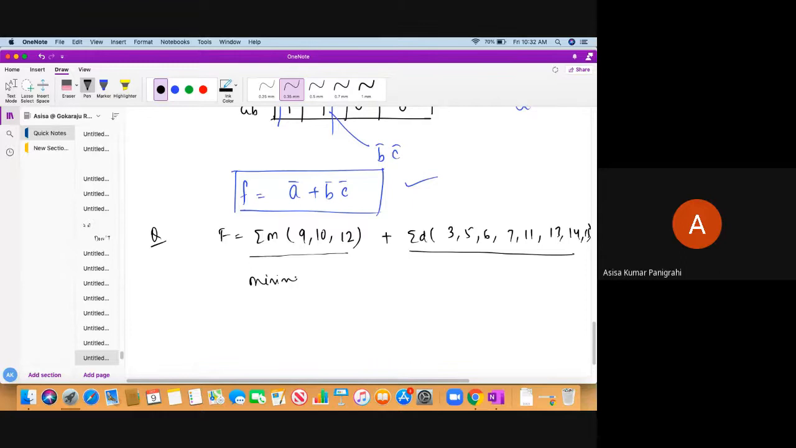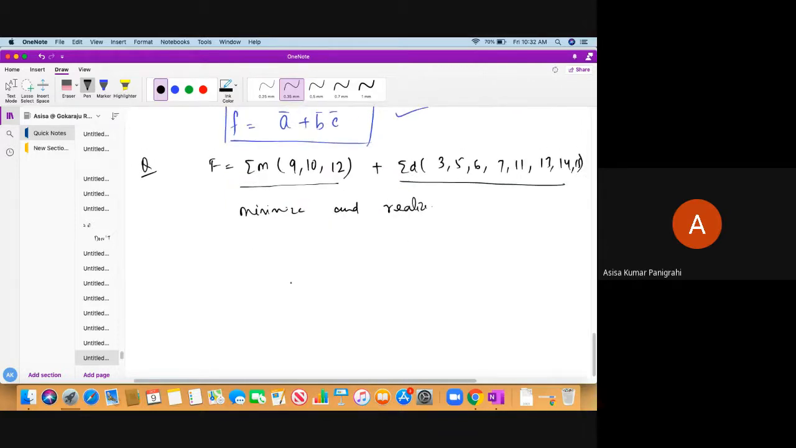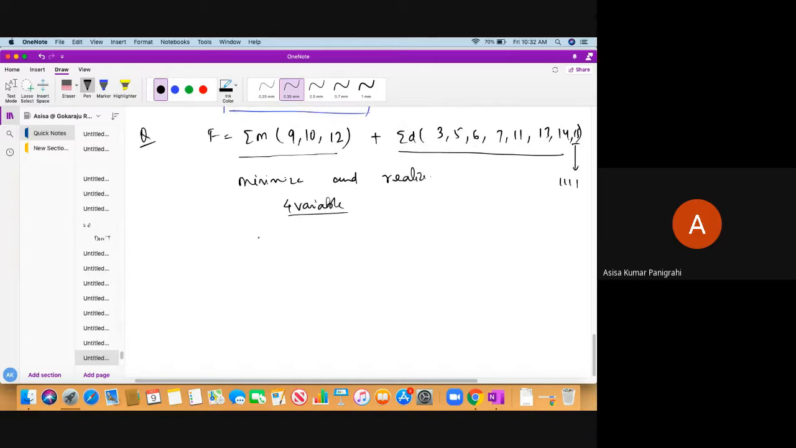Minimize and realize. Anybody has doubt? Okay, so this is the question. What you need to do, obviously we require how many variables here? We require 15. 15 can be represented as 1, 1, 1, 1. So we need a 4 variable KMap. Obviously to construct a 4 variable KMap we need 16 cells. So I can construct a 4 variable KMap using 16 cells.